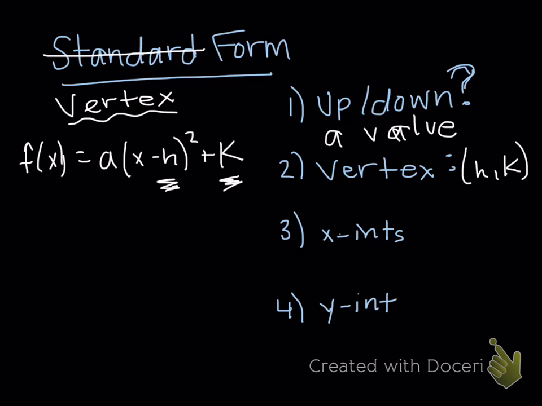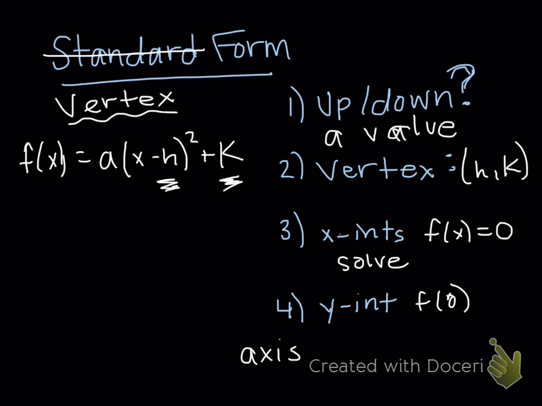Your x-intercepts, to obtain them, you set your function equal to 0 and solve. Your y-intercept, you evaluate the function at 0. And then once we have all this information, we can create the picture. We know our axis of symmetry will go through the x part of your vertex. So in this case, your axis of symmetry is happening at your h value. So let's go through an example. We'll obtain all the information, and then we'll create the picture out of it.